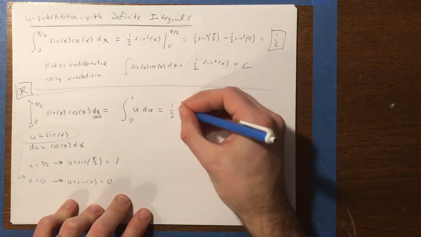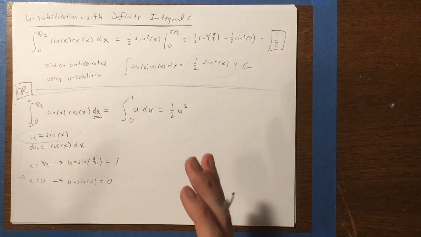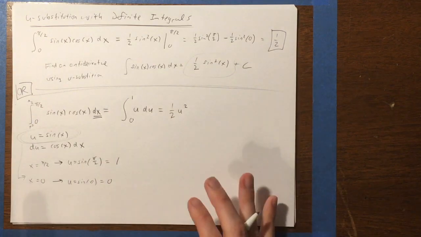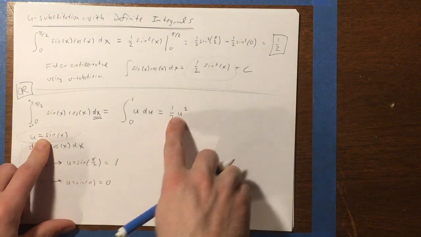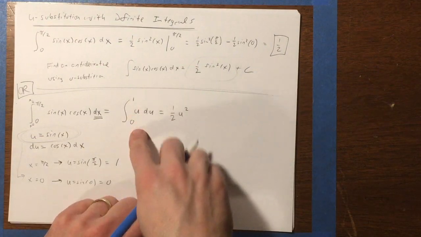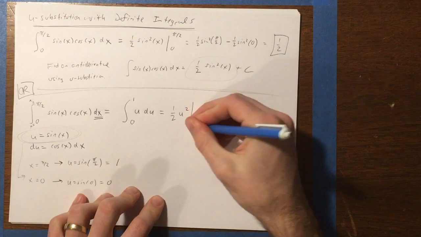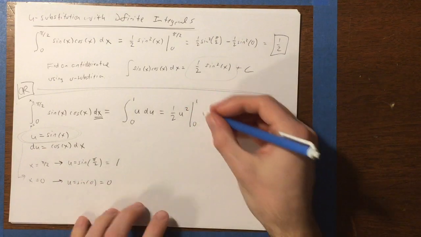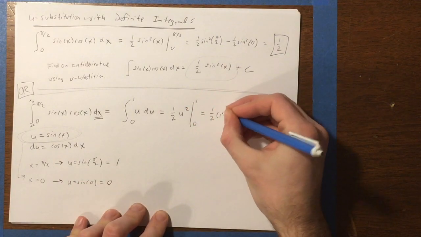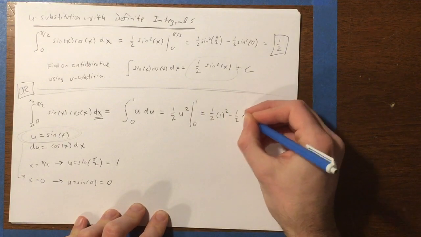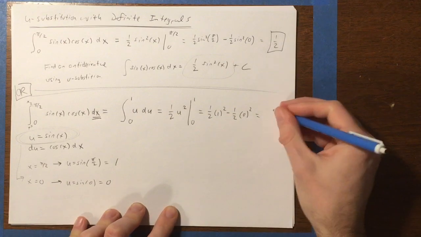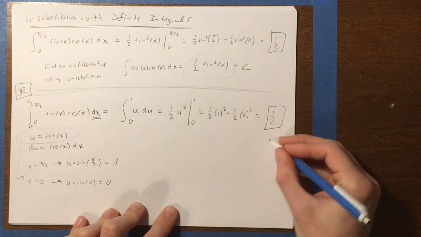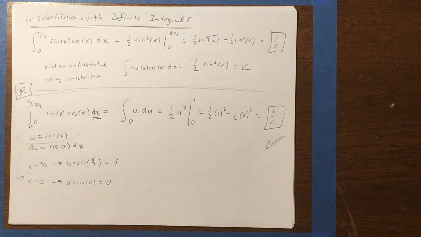We'll do 1/2 u squared. And the beauty of doing it this way is you never actually need to undo the variable substitution. You don't need to stick sine of x back in here again because your limits of integration are now u values, and you can just finish this with the u values. So we have 1/2 times 1 squared minus 1/2 times 0 squared, and that gives us the same answer of 1/2. Okay, so there you go.